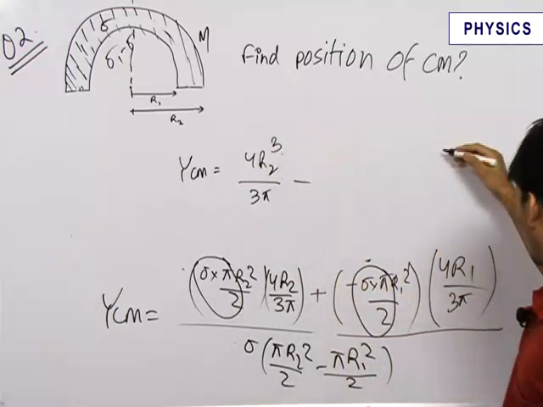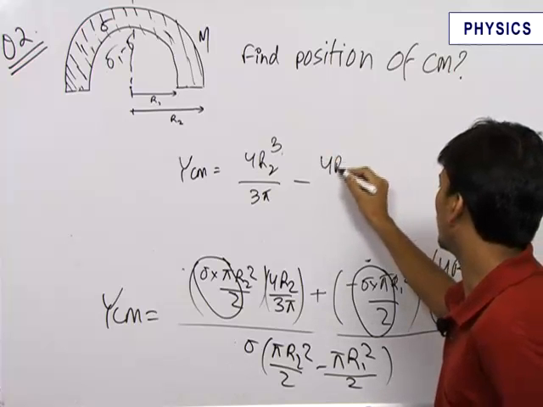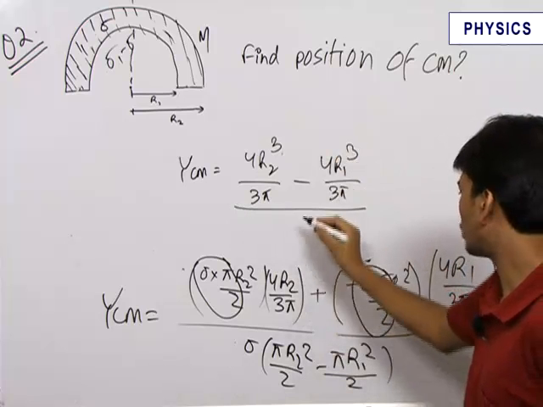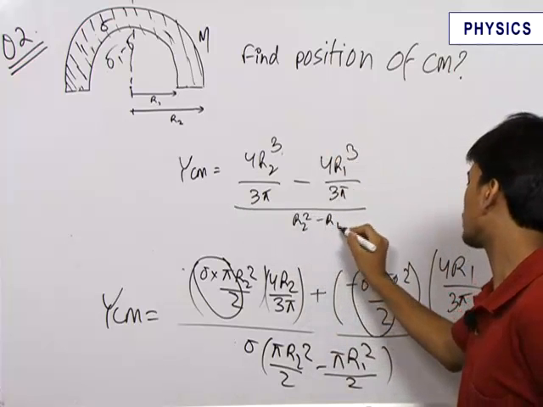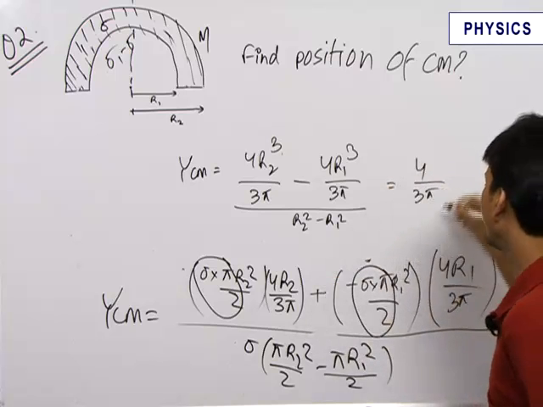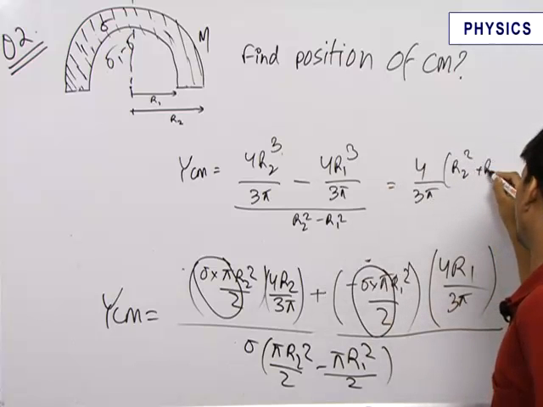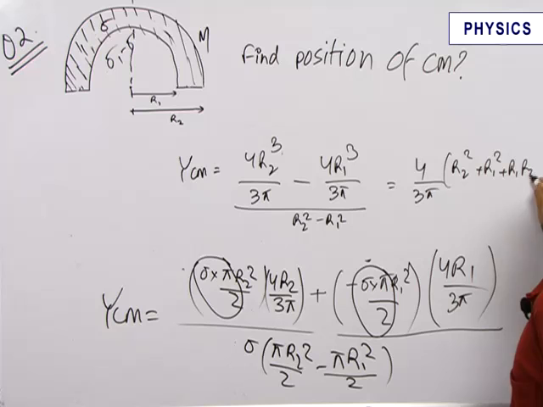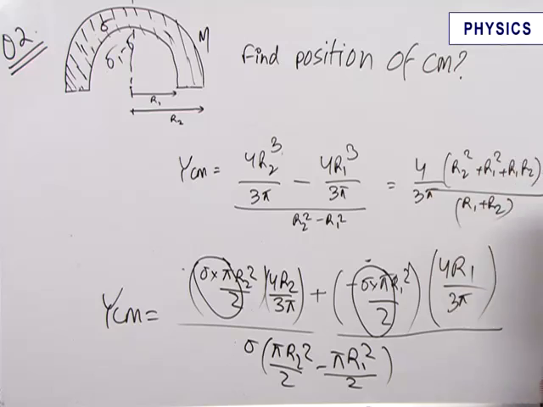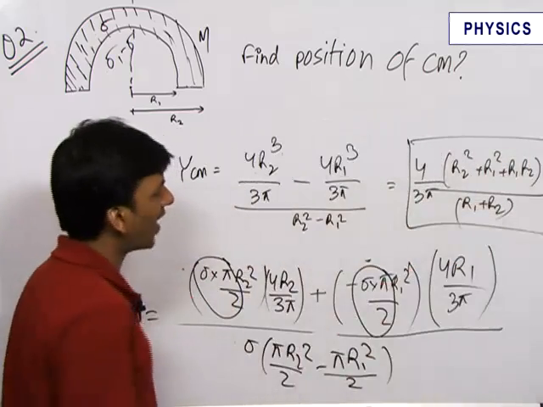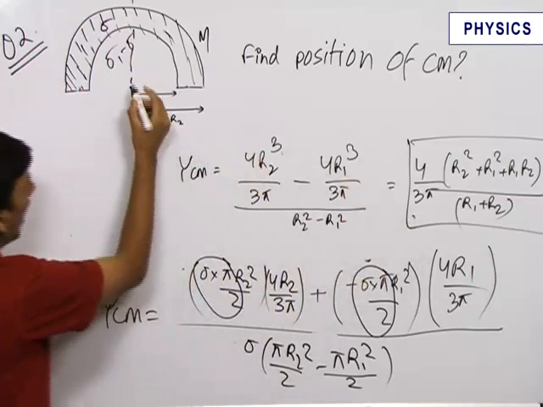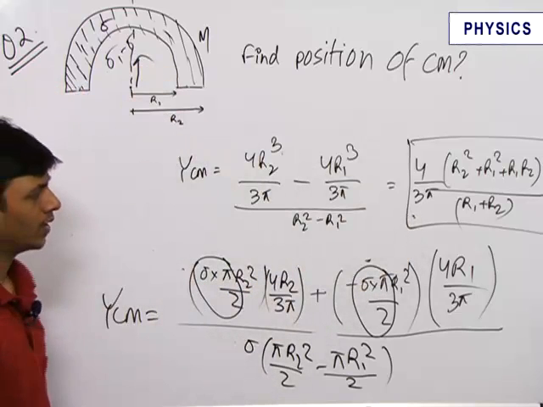minus 4r1 cube upon 3 pi divided by r2 square minus r1 square. This can be further simplified to 4 upon 3 pi times r2 square plus r1 square plus r1 r2 upon r1 plus r2. So the final answer for the y coordinate of center of mass for this object is this distance above this point. This is our final answer.